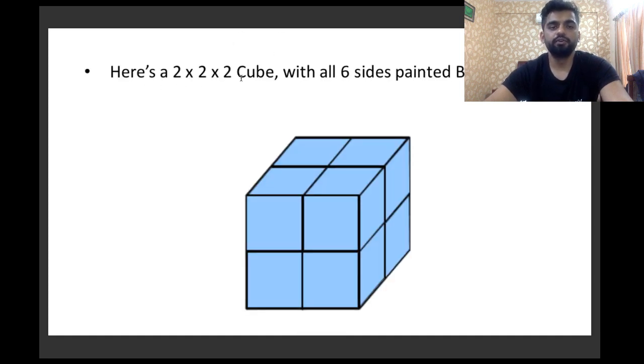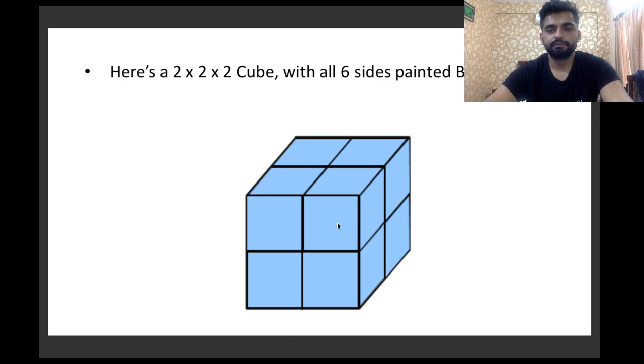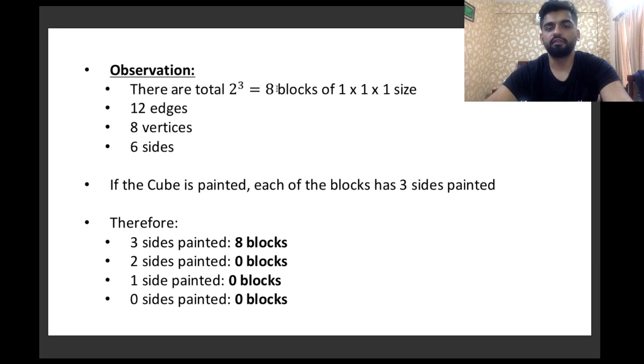Now here's a 2 into 2 into 2 cube for you with all 6 sides painted blue. Okay, we painted all 6 sides, you can see that. Observation: there are a total of how many cubes? It is a 2 into 2 into 2 cube, that means 2 cubed, that is 8 small cubes forming this big cube. Okay, a total of 8 blocks. I'll call them not cubes but blocks so that we don't get confused between the big cube and small cubes. Smaller ones will be called blocks from now onwards.